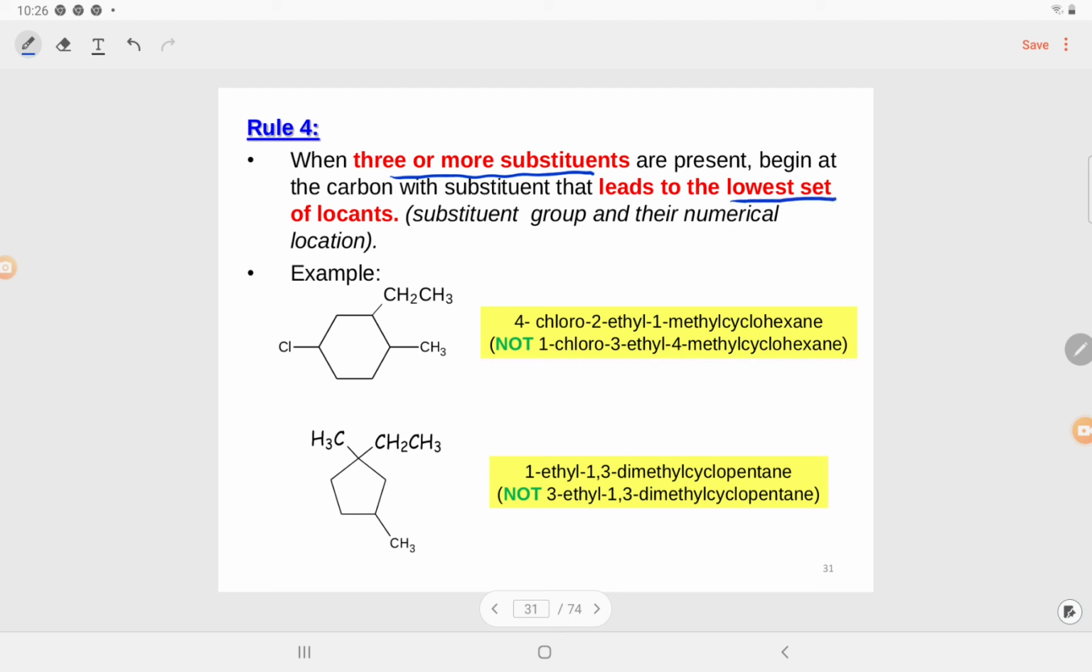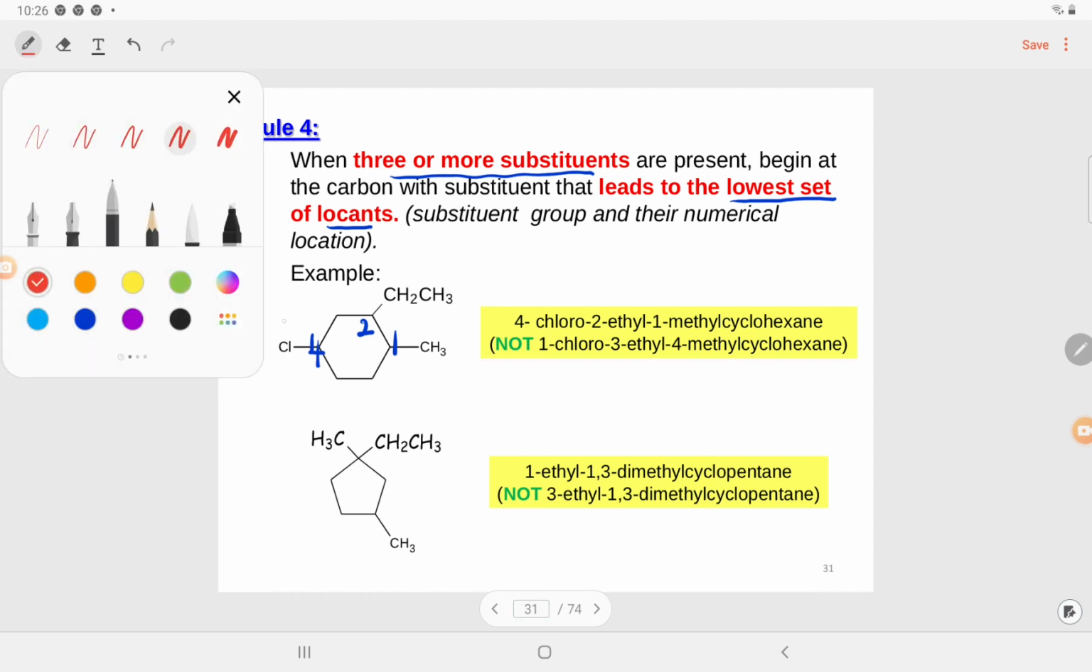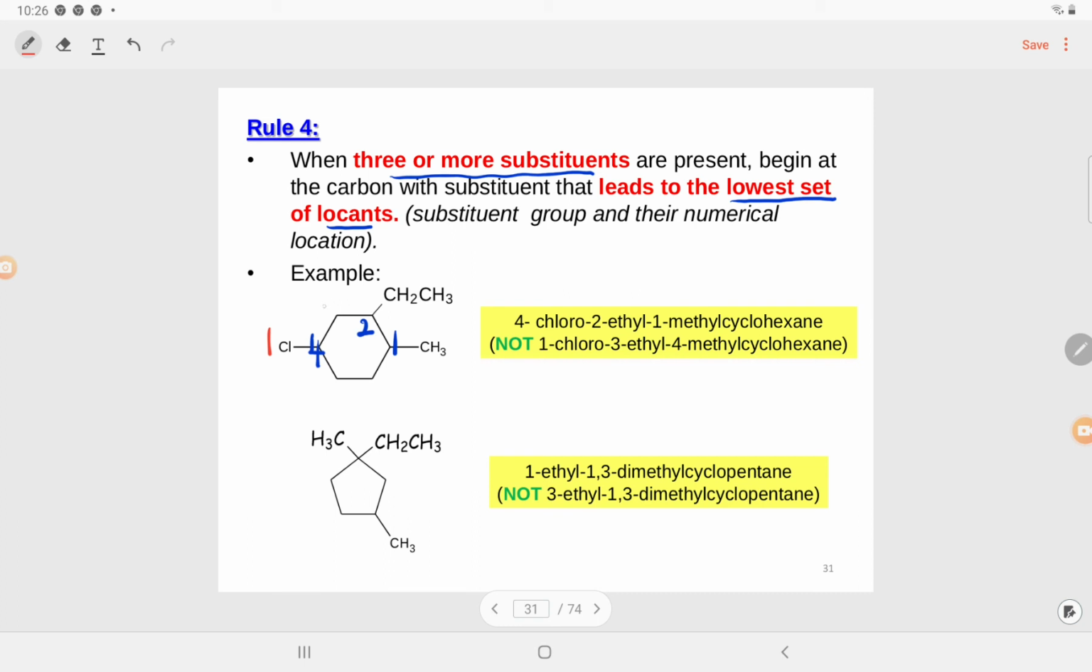Next rule. If you have 3 or more substituent groups, you must allocate your numbering of the carbon atoms of your substituents to be the lowest possible number. So here we can accept numbering number 1, number 2, number 4. Second possibility, or number 1, 2, 3, 4.